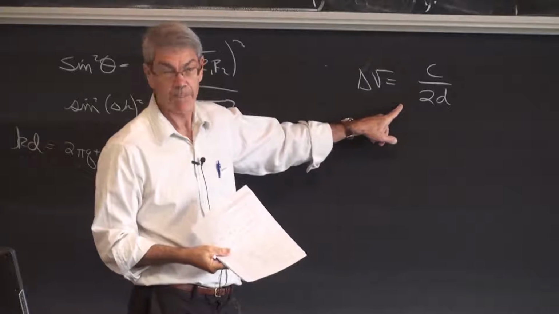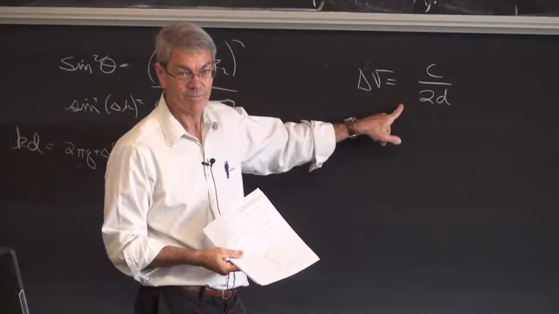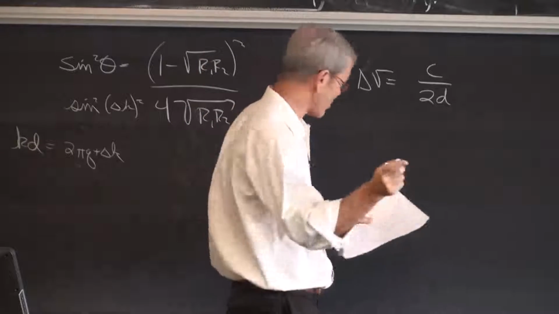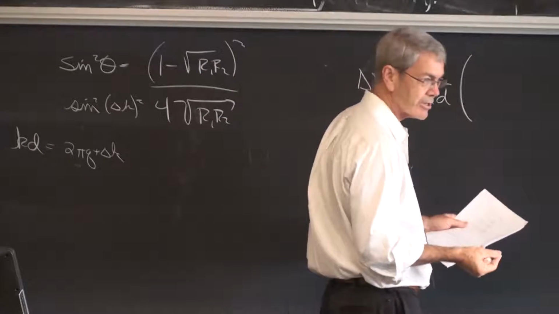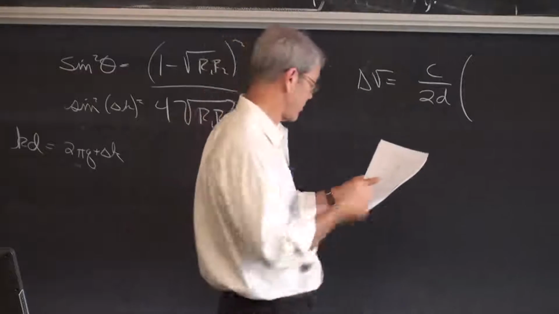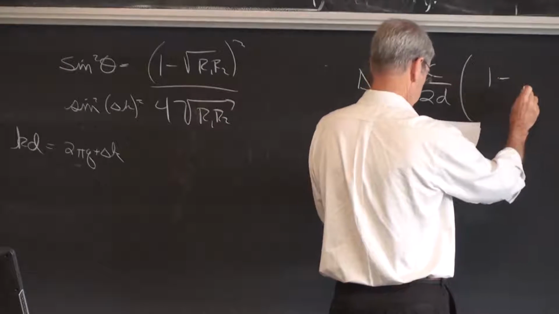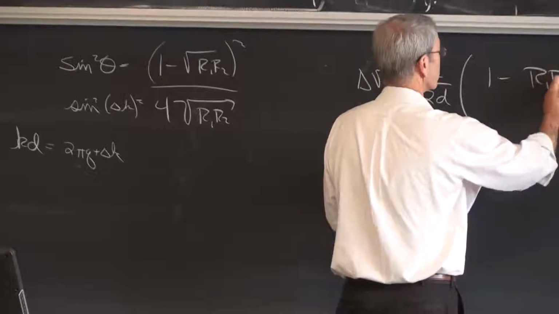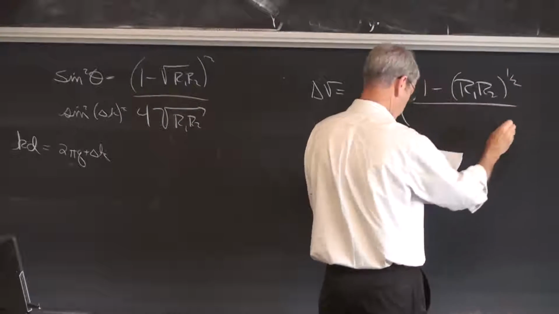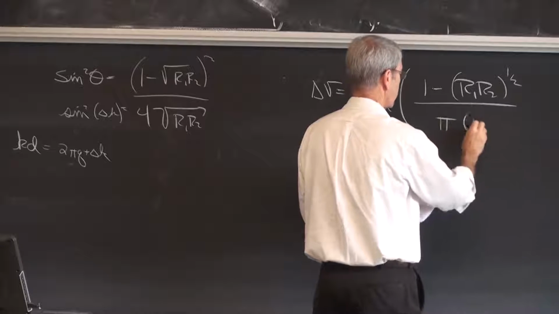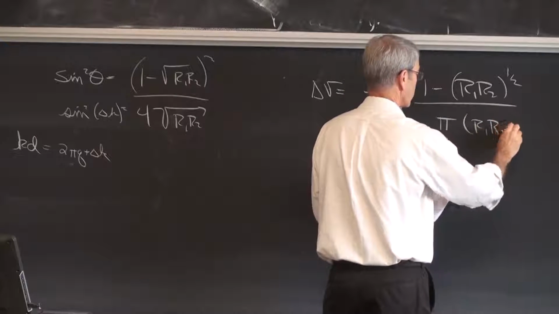Recognize that? What is it? FSR, good. That should just be instinctive. I can call you at 4 a.m. in the morning. What's C over 2D? Oh, FSR. Times (1 minus R1 R2 to the 1/2) over pi R1 R2 to the 1/4.